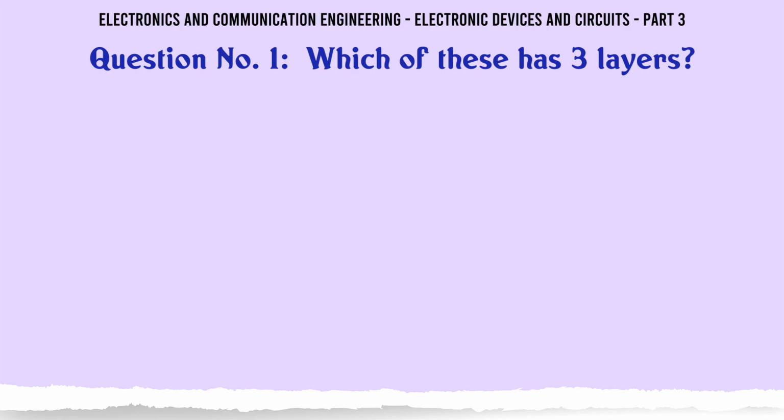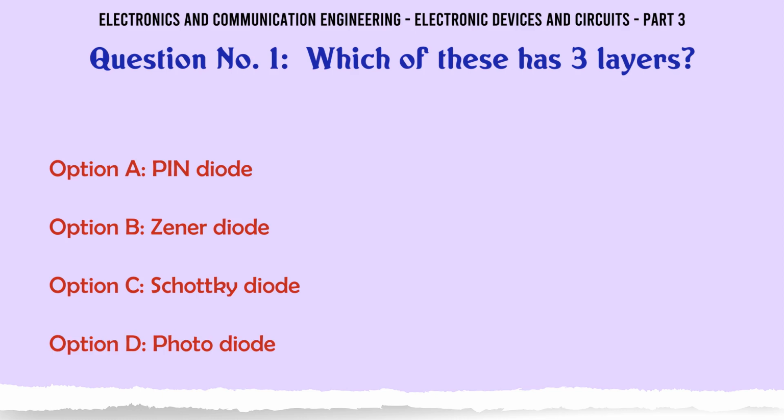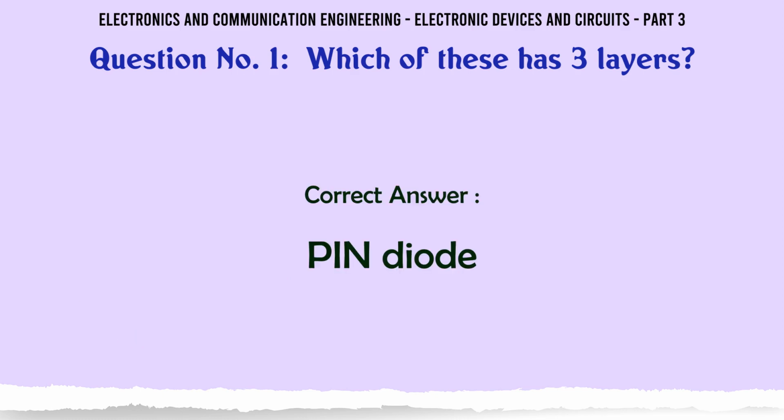Which of these has 3 layers? A. PIN diode. B. Zener diode. C. Schottky diode. D. Photodiode. The correct answer is PIN diode.